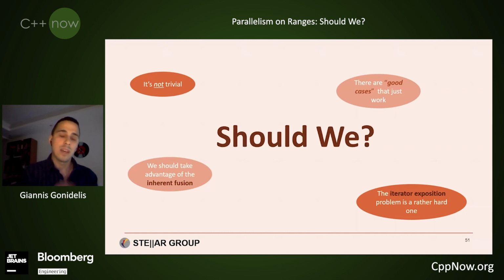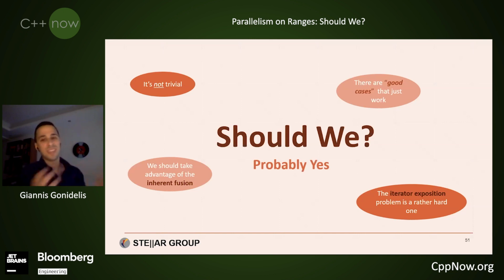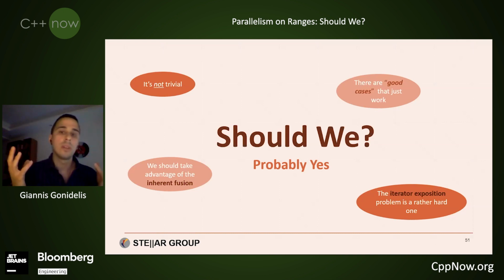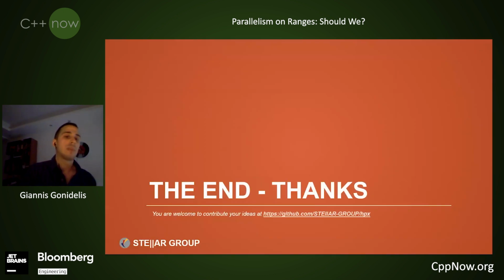HPX, although again, as I'm saying, it started as an experiment, it actually provides you with performance on this inherent fusion. So my proposal to the committee on whether we should parallelize ranges is: we should probably think about it. It's worth trying because having composable code and performant code is very important in 2020, 2023. Thank you very much. This was my talk, so I will probably accept a couple of questions now.